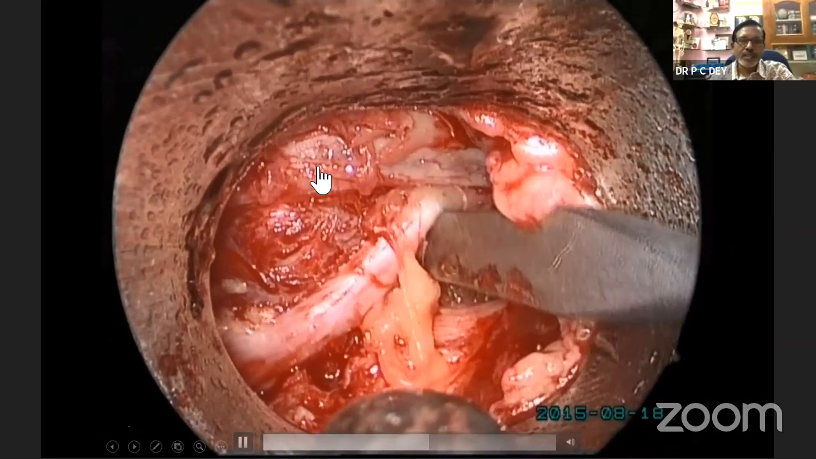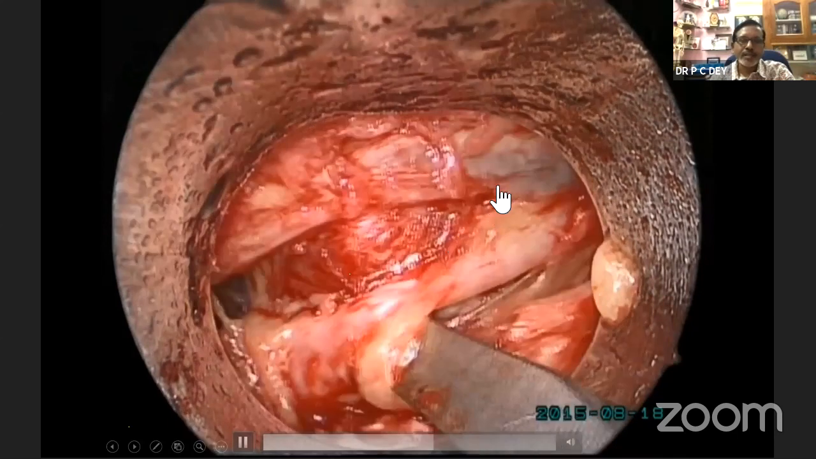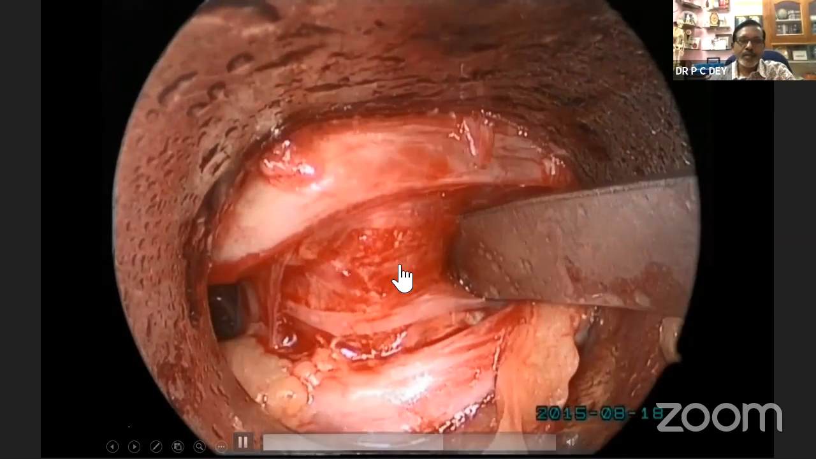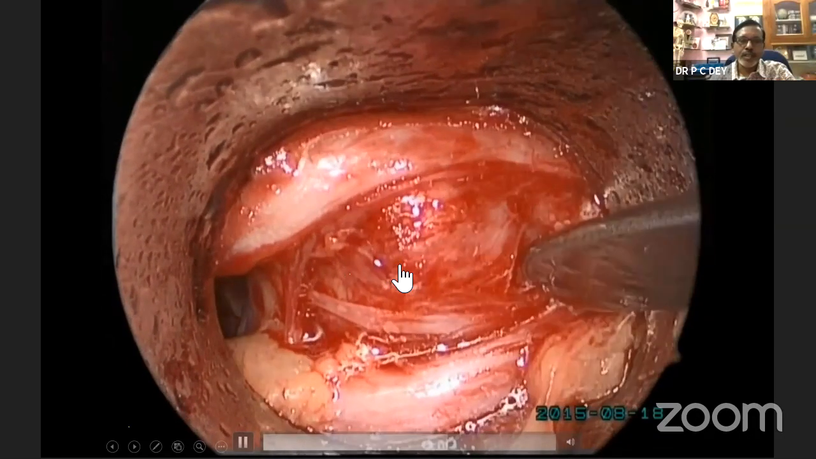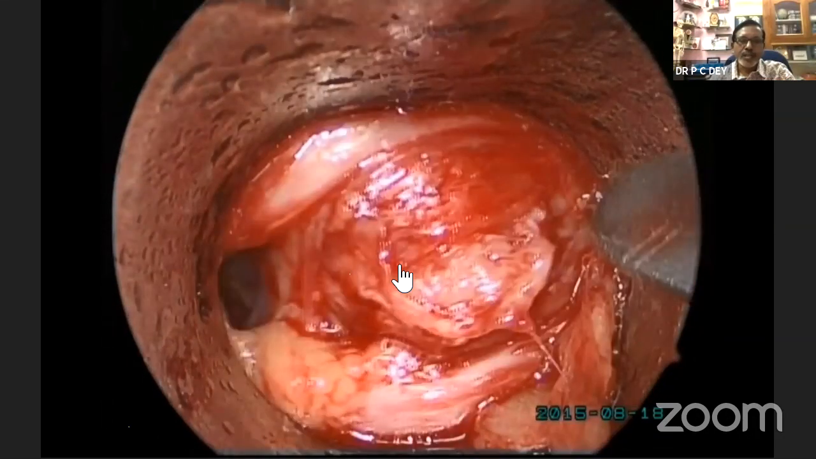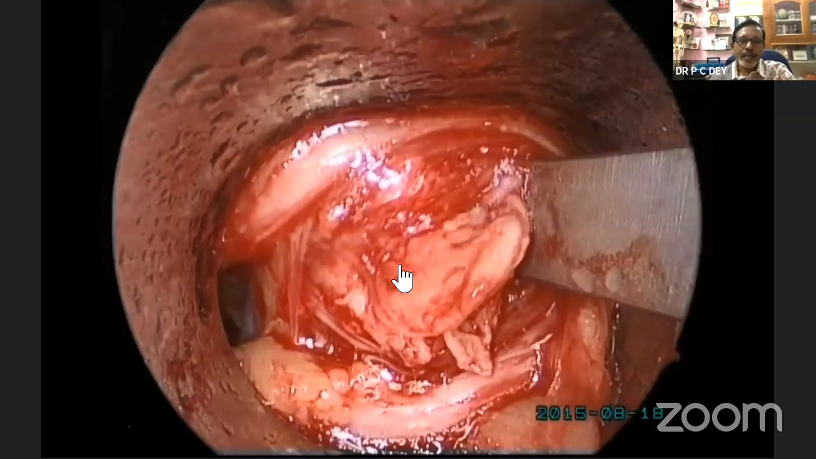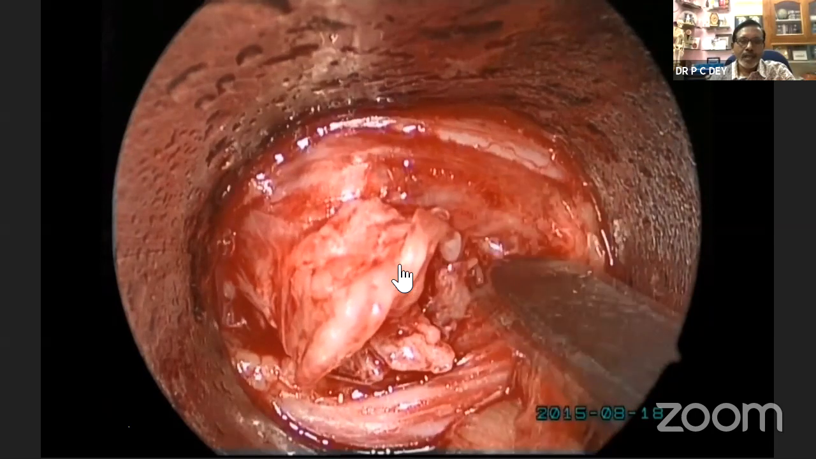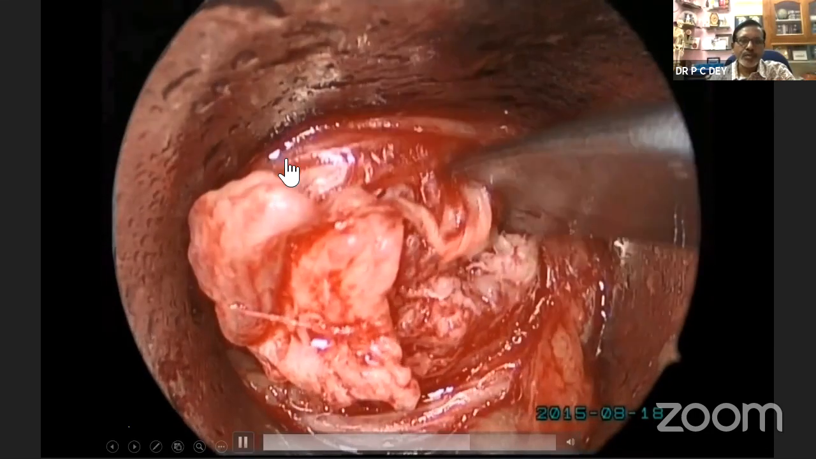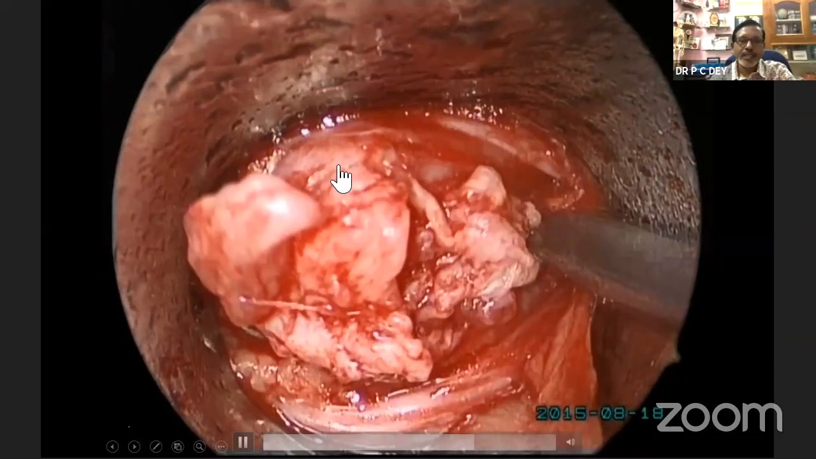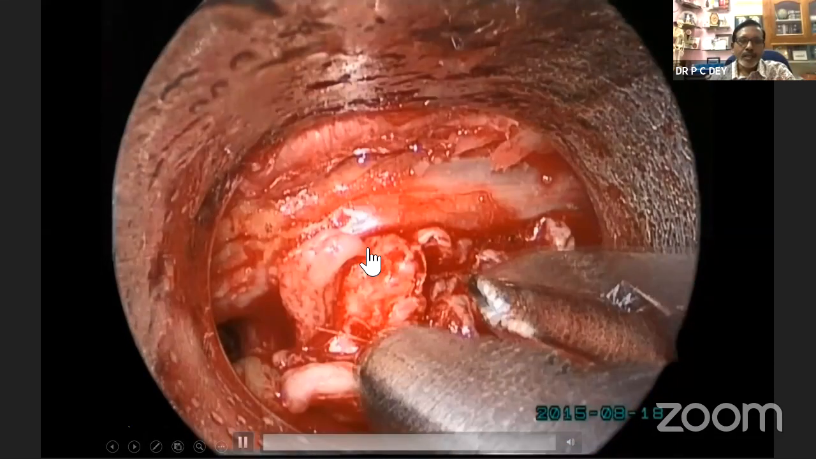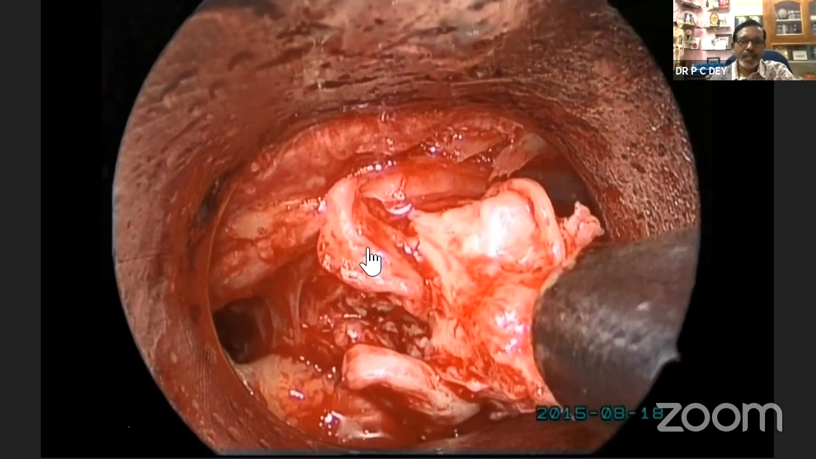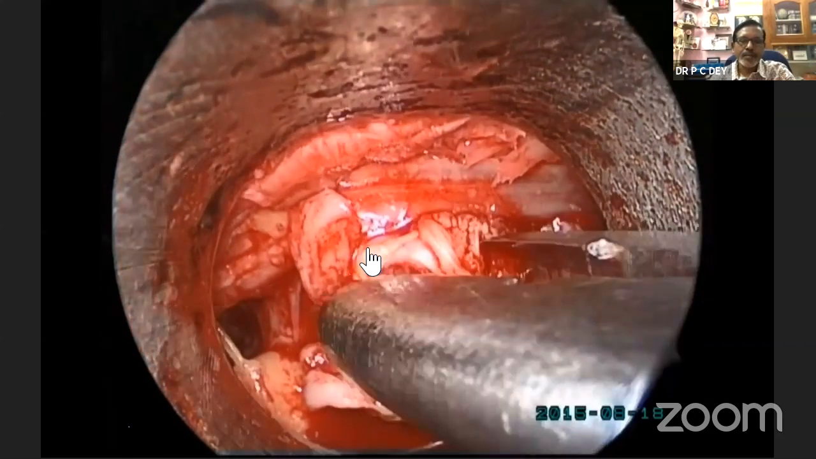This is the nerve root and this is the dura. In between there is a huge disc at L5-S1, on the right side. It was a little bit adherent. I am trying to detach the extruded part of the disc, which was at the axilla. The nerve root is here, the dura is here, and this is a huge disc at the axilla. We are trying to remove the huge extruded disc, which had migrated a little bit downward.